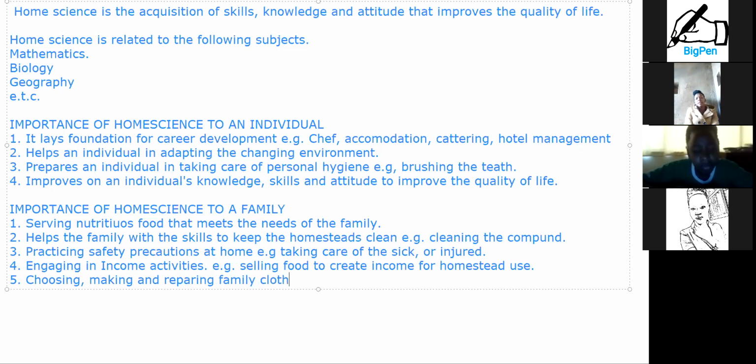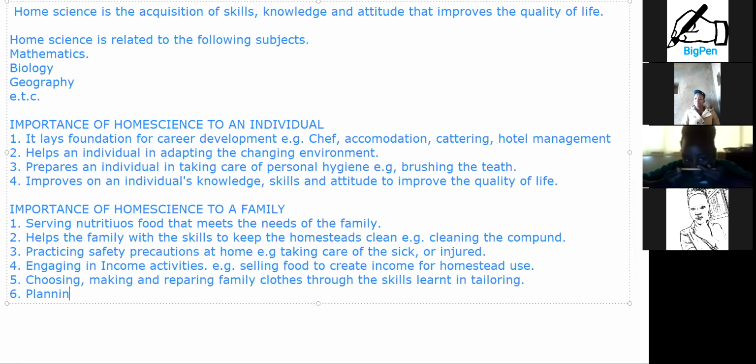What about in terms of planning? For example, the family wants to cook. Now you are in charge. How can you help the family? In terms of planning nutritious food. It's planning and serving nutritious foods that meet the needs of the family.